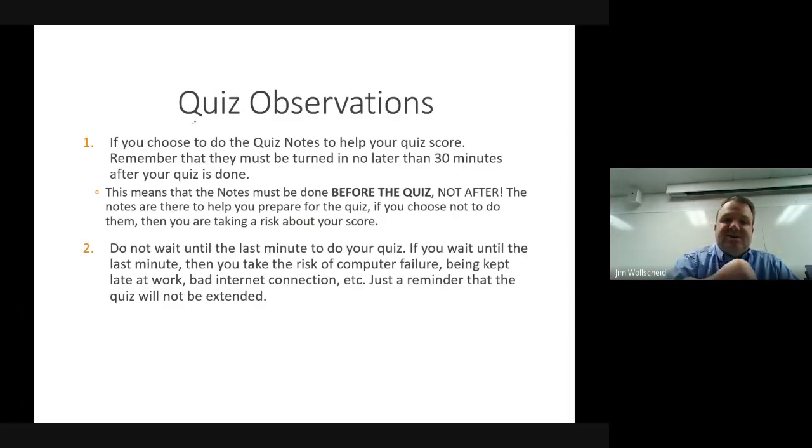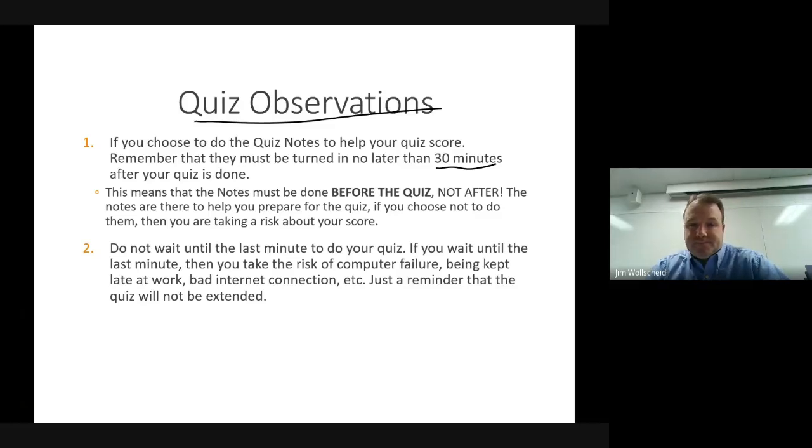Some other observations I noticed about the quiz is that if you choose to do the quiz notes, you have until 30 minutes after your quiz is done to submit those. So that means you have to do the notes before the quiz, not after. The notes are there to help you and to make sure you're prepared for the quiz. They aren't meant to be done after the quiz. I would prefer all of you do the quiz notes ahead of time.